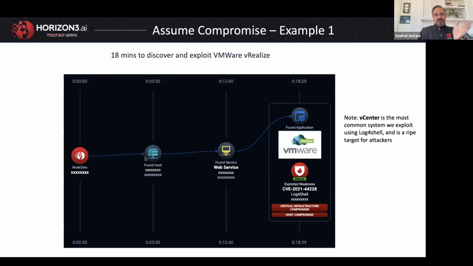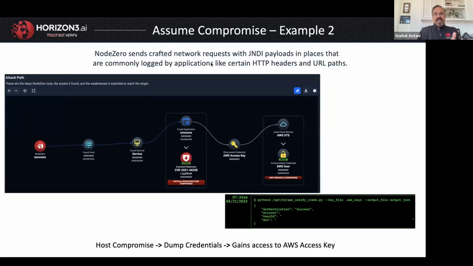Another example, when you assume compromise and the attacker gains initial access into your network, is being able to harvest credentials or harvest sensitive information and then pivot to other parts of the environment. So in this case, Node Zero uses fuzzing as a technique to send a JNDI payload to an application that it found that had a web app in a form fill. And through that fuzzing process, it was able to gain code execution on that particular host.